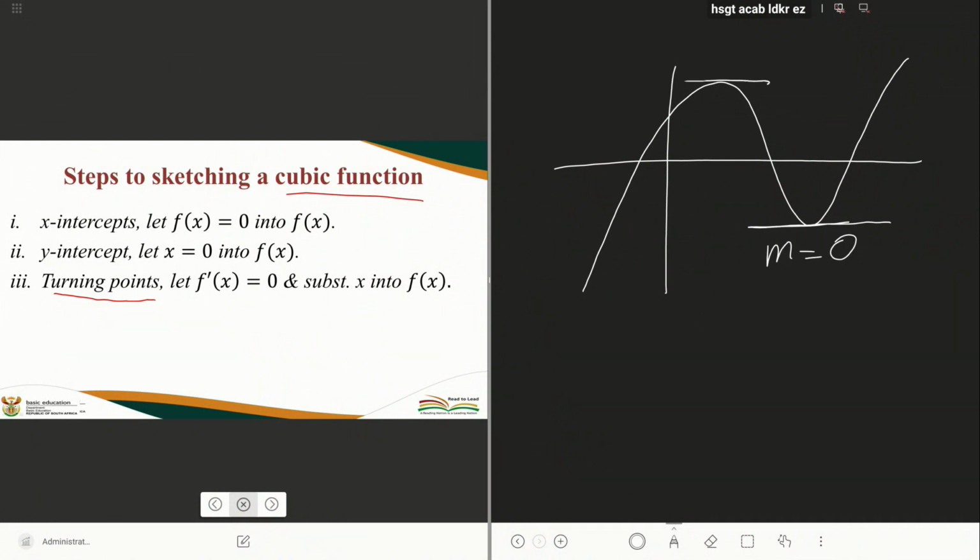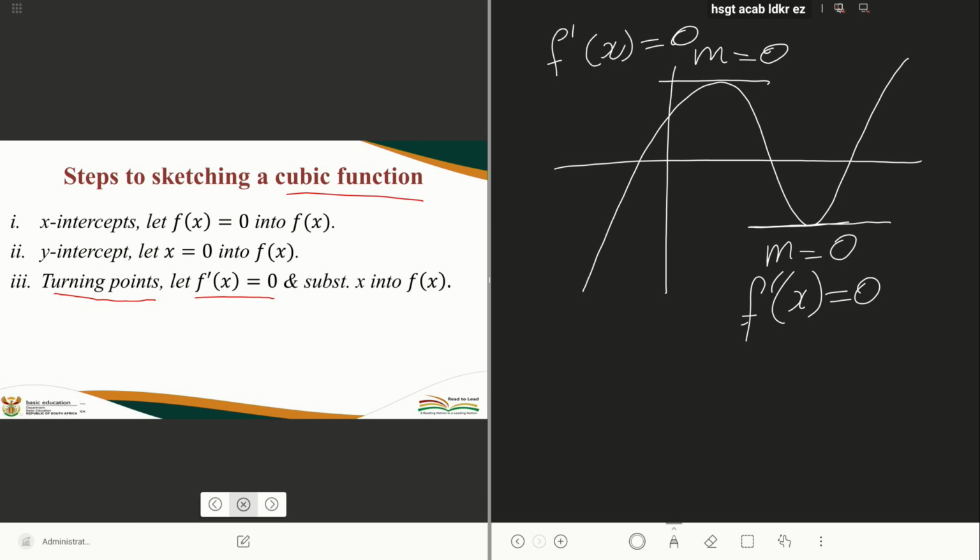The gradient there is equal to 0. Why? Because it's a horizontal line. That's why we're going to be letting our first derivative be equal to 0 to get those turning points.